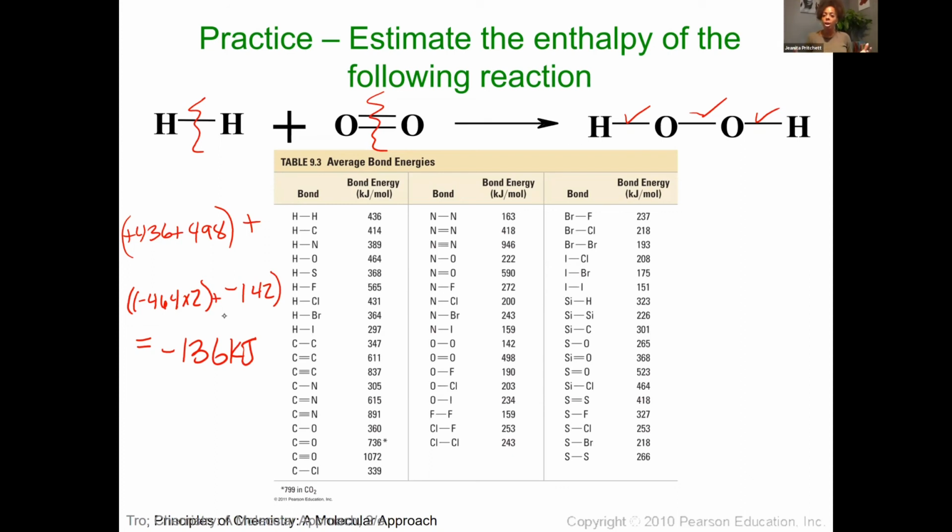I hope this video helped you guys understand trends in bond length and bond energy and how to calculate the enthalpy for a reaction based off of the bond energies.